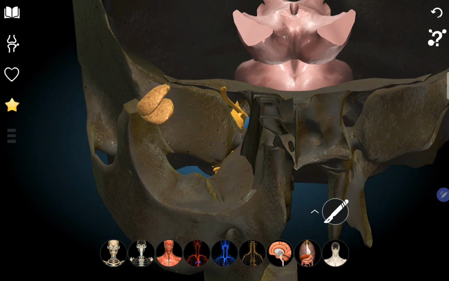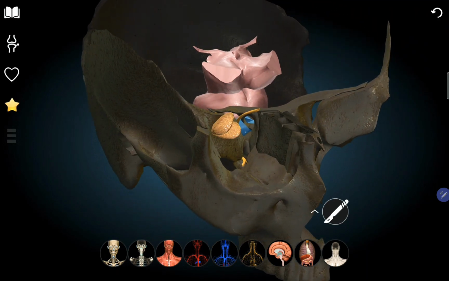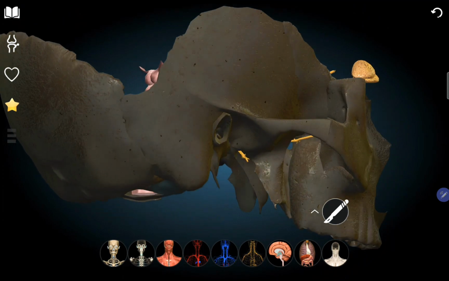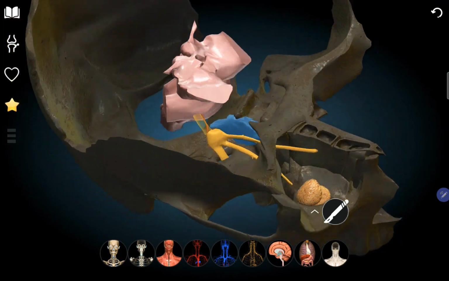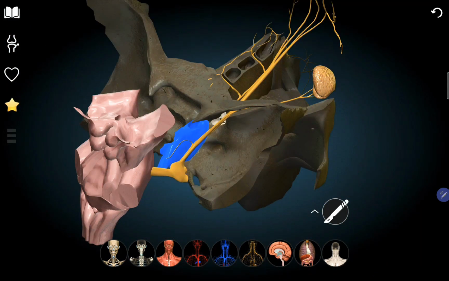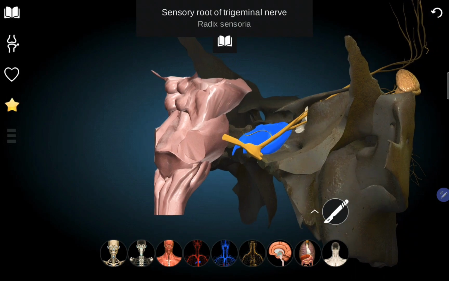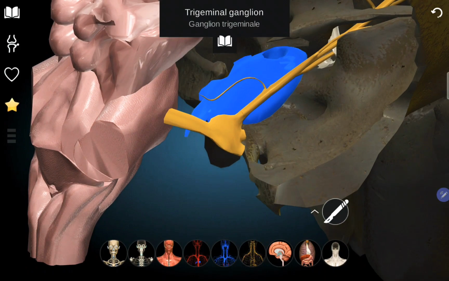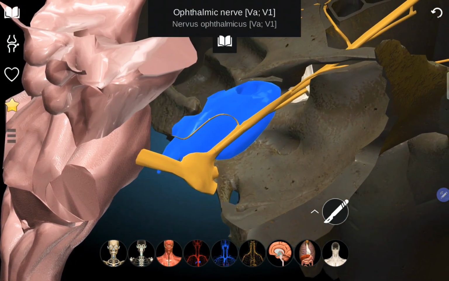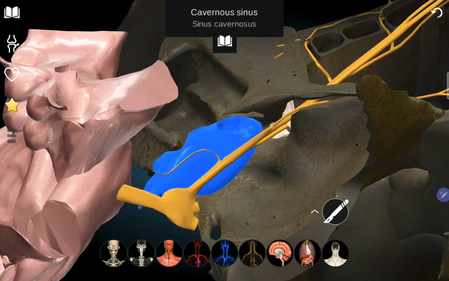So you can see the superior orbital fissure over here in the roof of the orbit. Also above the superior orbital fissure, you can see the optic canal. So the ophthalmic division, which is the first division of the trigeminal nerve, passes through the superior orbital fissure. Now you can see the first division, the ophthalmic division, crossing the lateral wall of the cavernous sinus, arising from the pons, the sensory root of the trigeminal ganglion. Then we have the trigeminal ganglion, and the first division is the ophthalmic nerve, which passes through the superior orbital fissure.